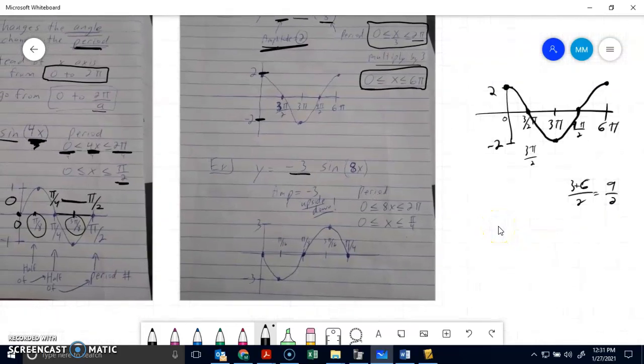Now this one, I have a negative 3 amplitude, so it's going to be upside down, and the sine angle is 8x. So then I set it up. 0 to 2 pi is the normal period, but it's 8x over that, so I divide by 8. 2 divided by 8 is 1/4, so that's pi over 4.